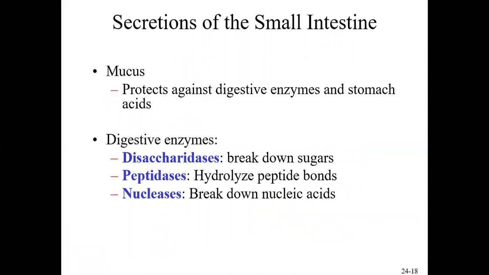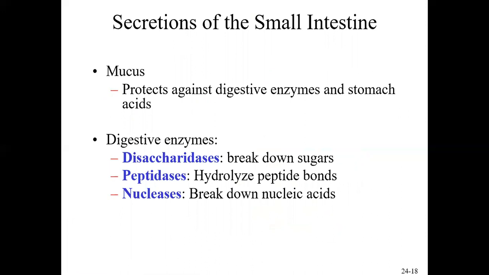Now, some of the secretions that you'll find in the small intestines, of course, there's mucus, but there's mucus throughout the GI tract. Mucus is there to help protect, in this case, the small intestines from any enzymes and from the stomach acid that's leaving the stomach and going into the intestines. So you've got to protect the small intestines as well. So you will find mucus there.